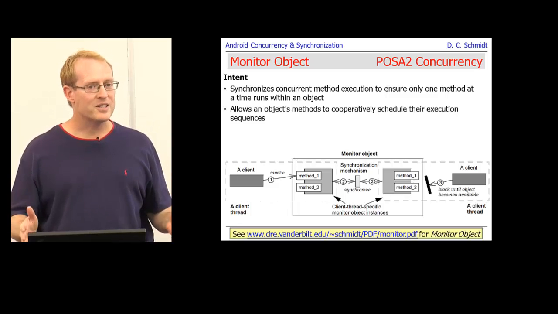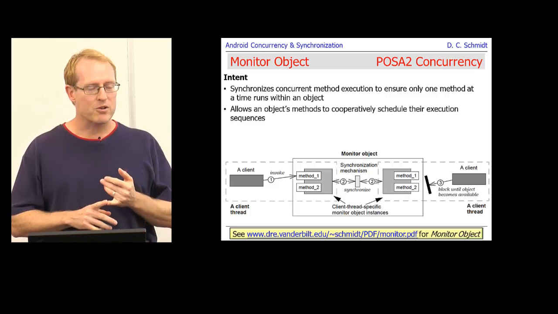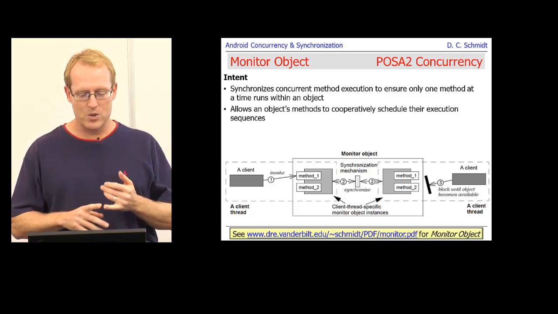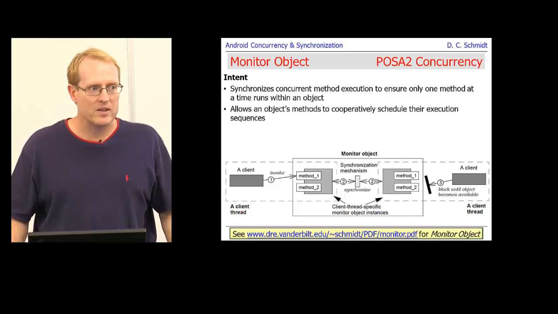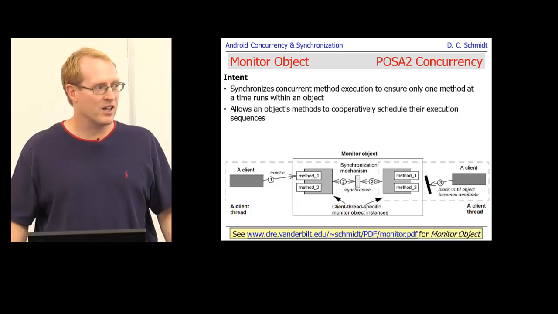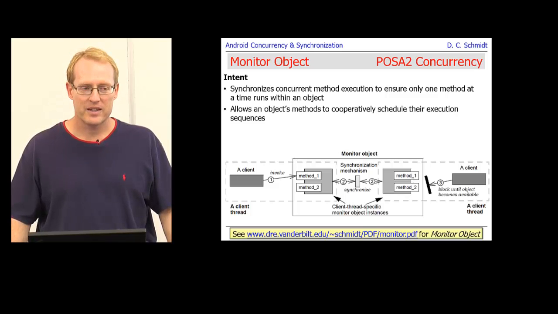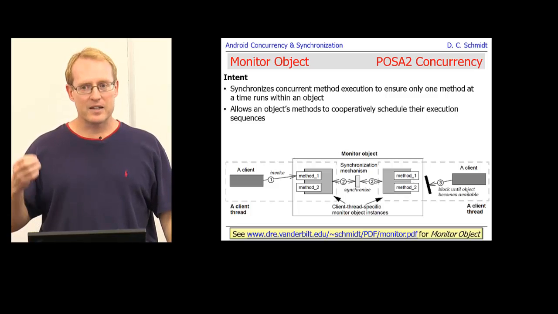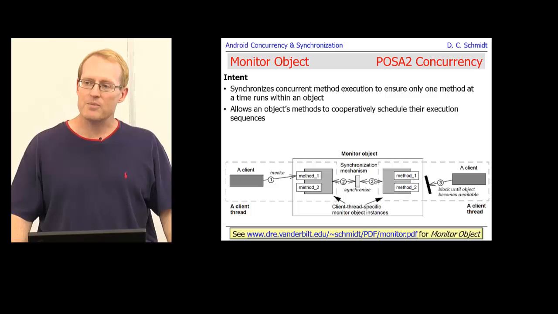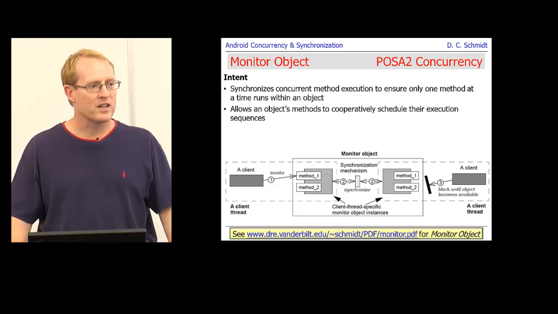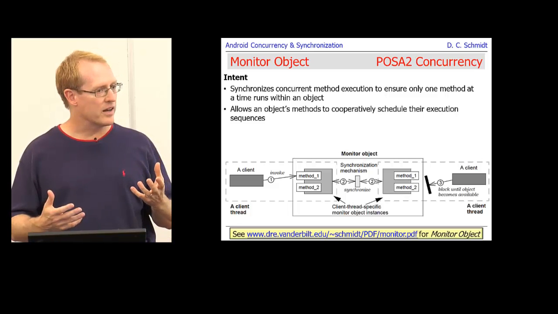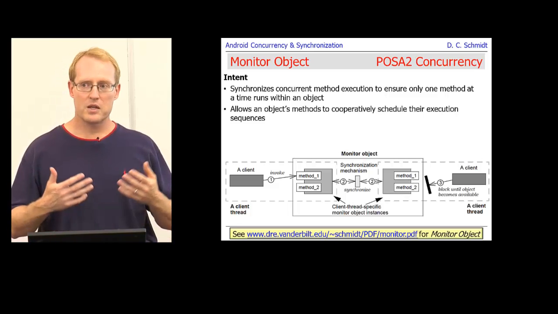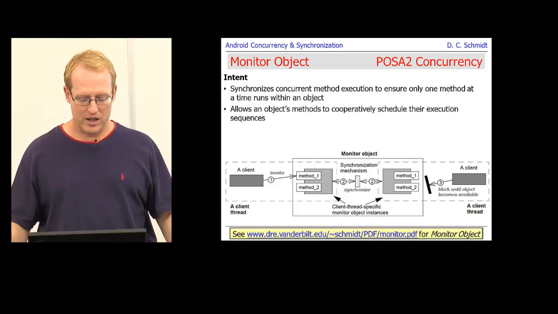The intent of the monitor object pattern is to synchronize concurrent method execution to ensure that only one method at a time is active within an object, irrespective of how many threads are trying to access that object. So that's one thing it does. That's sort of the serialization portion. And then the second portion is it allows the object's methods to cooperatively schedule their execution. So they can take turns getting things done in a cooperative fashion using these wait and notify all types of operations.